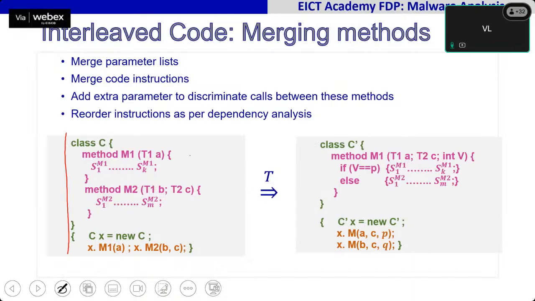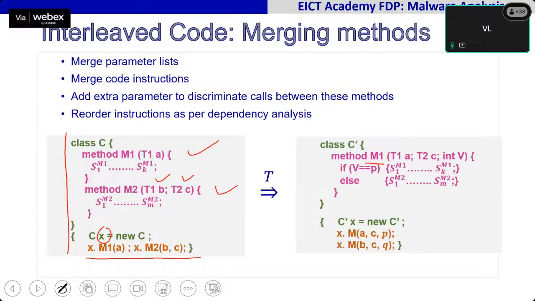There is a class C which supports two methods, method 1 and method 2. Method 1 accepts a single parameter, and method 2 accepts two parameters. And then we are writing this code. We are creating a new object of this class, and this object is X. And here we are calling X with method 1 and passing parameter A, then X with method 2 passing parameters B and C.